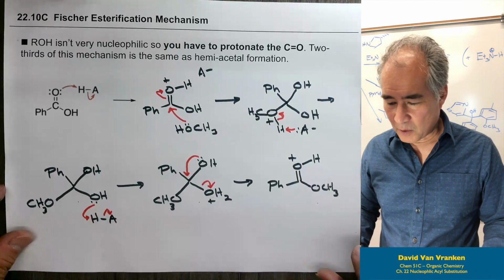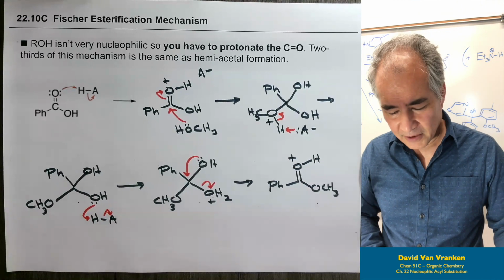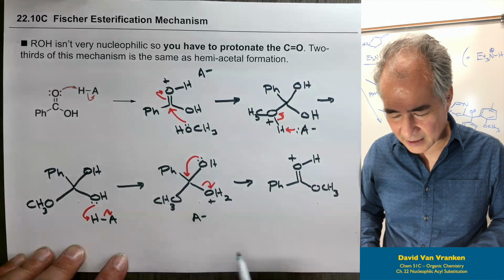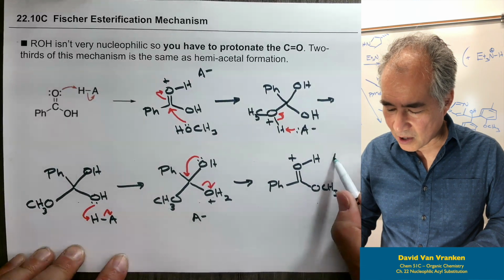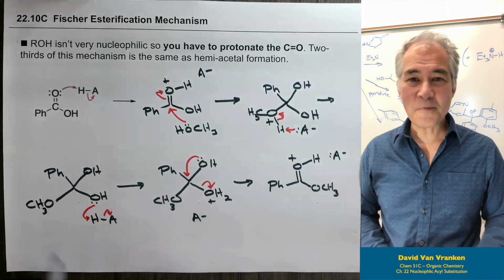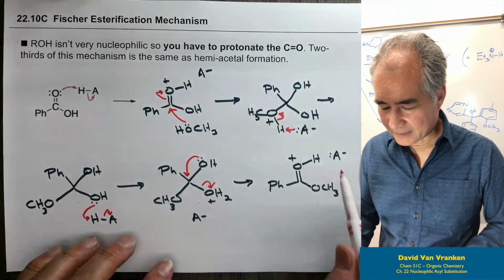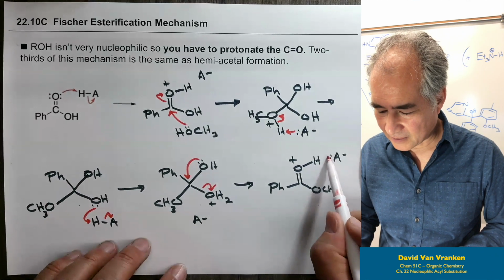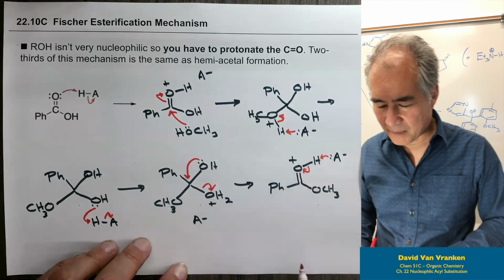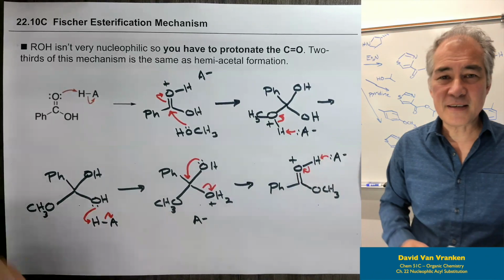So if you were watching carefully, back over here in this step, we regenerated A-, so that A- counter ion is floating around. And so now I'm going to draw it right over here next to this protonated carbonyl. And I'll draw the lone pairs. Fancy that. Now we just deprotonate here, pull that proton off, give the electrons back to the carbonyl, and we've got the ester. It's a 6-step mechanism.